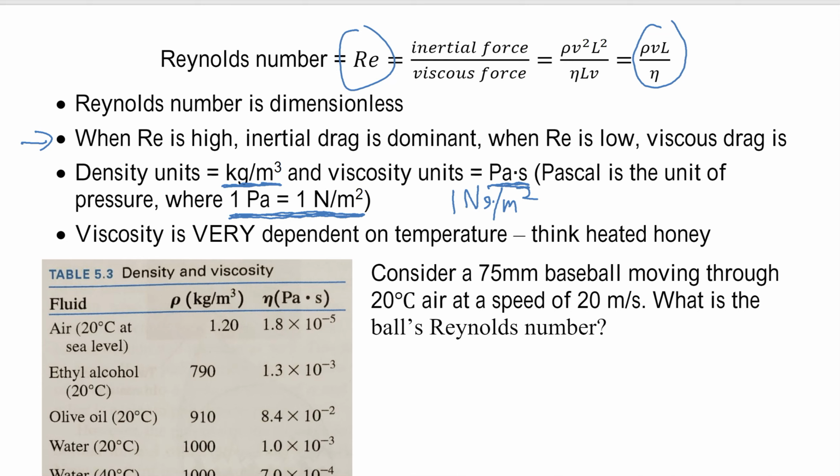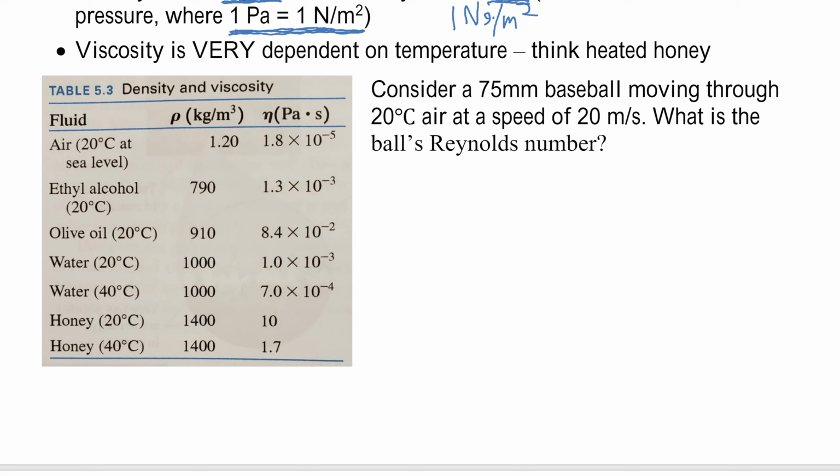All right, so we have a problem here. We're going to consider a 75 millimeter baseball moving through 20 degrees Celsius air at a speed of 20 meters per second. We're going to calculate the ball's Reynolds number. Before we do that, we're going to look at this table. In the table, we have air at 20 degrees Celsius at sea level. We have rho, which is the density, and we have eta, which is the viscosity given to us. And remember, when we calculate the Reynolds number, the dimensions all drop out. So there you go with those numbers.